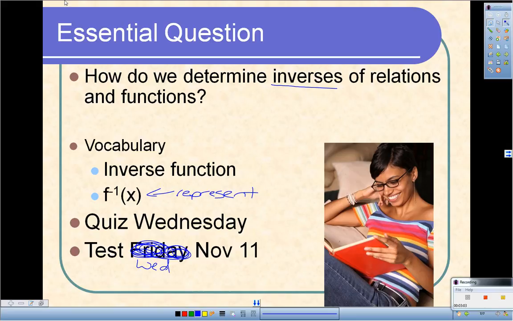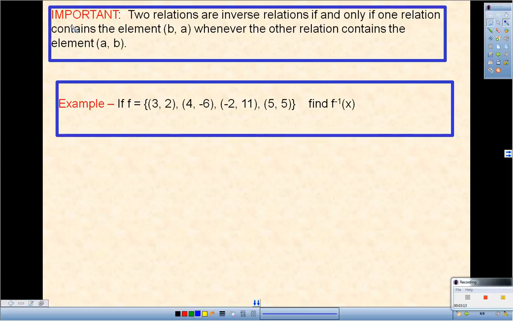and I'm going to give you a couple of slides of notes. The first one starts off with an important box, and this is basically the definition of inverse relations. If you have two relations, they are inverse relations of each other if and only if one relation contains the elements (b, a) whenever the other relation contains the elements (a, b).